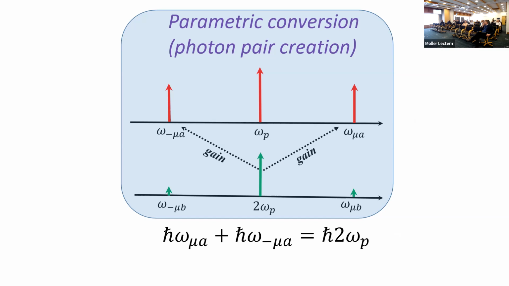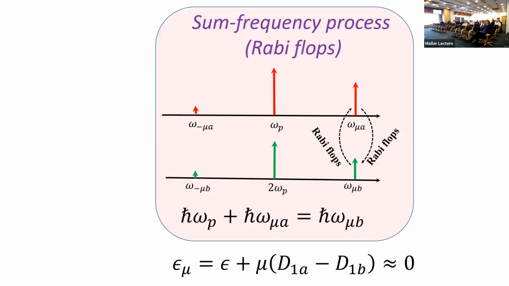So this is a parametric process when you have one photon at two omega pump, right? And then it breaks down into two sidebands in the red field. This is your photon pair creation, right? Similar to four-wave mixing, degenerate modulation instability in four-wave mixing, very similar.